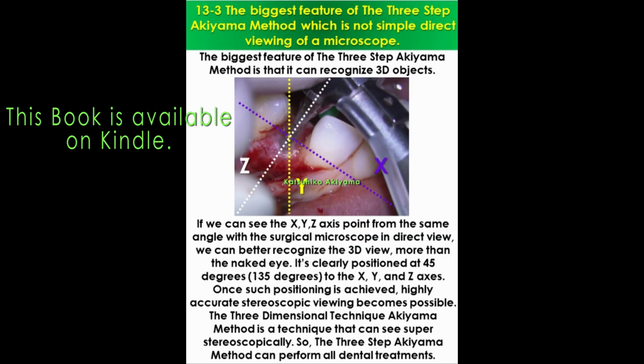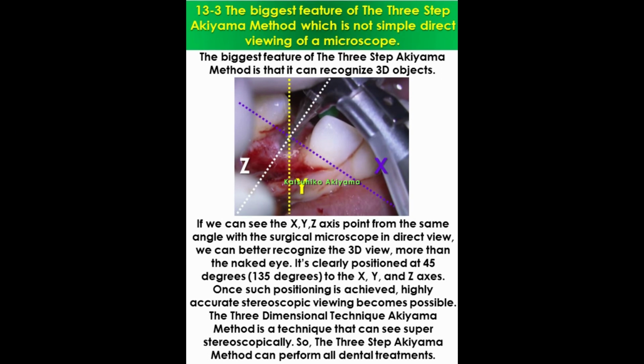13 to 3. The biggest feature of the three-step Akiyama method, which is not simple direct viewing of a microscope, is that it can recognize 3D objects. If we can see the X, Y, Z axes from the same angle with the surgical microscope in direct view, we can better recognize the 3D view, more than the naked eye. It's clearly positioned at 45 degrees, 135 degrees, to the X, Y, and Z axes. Once such positioning is achieved, highly accurate stereoscopic viewing becomes possible. The three-dimensional technique Akiyama method is a technique that can see super stereoscopically.